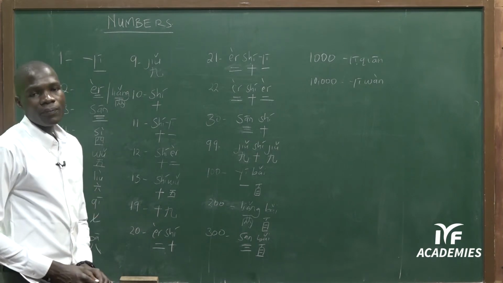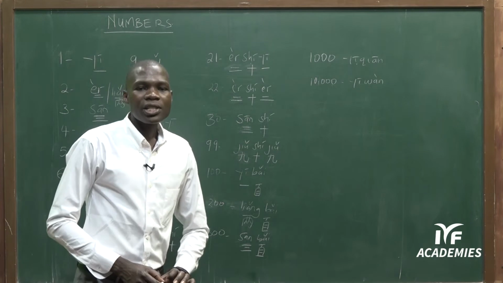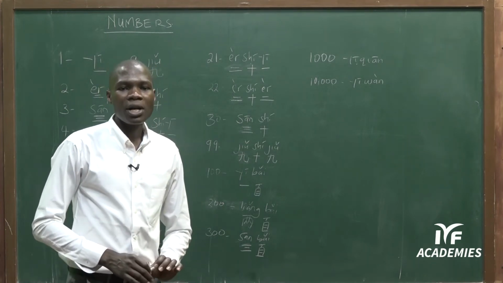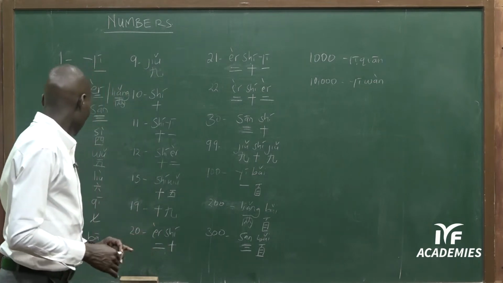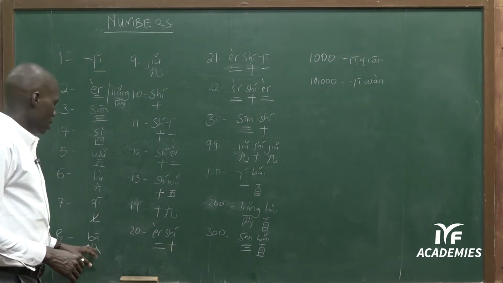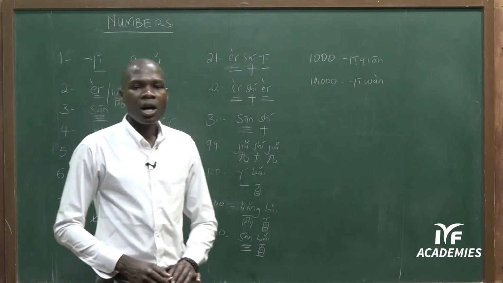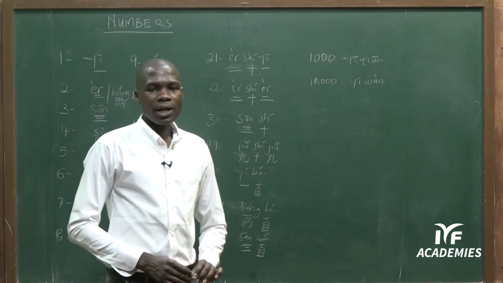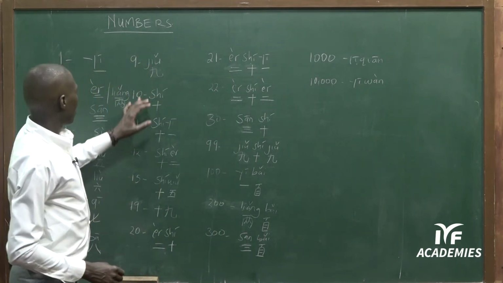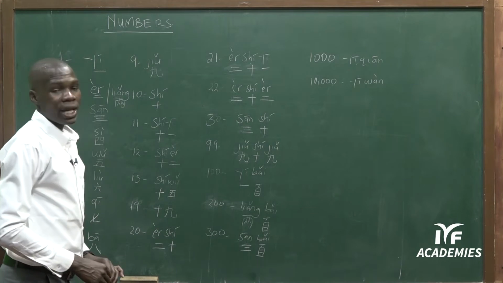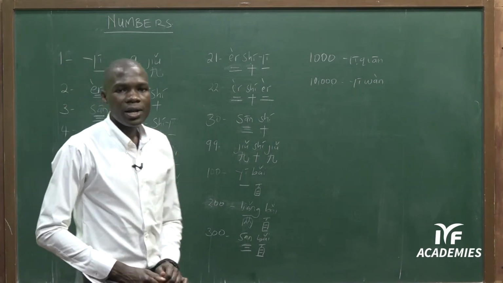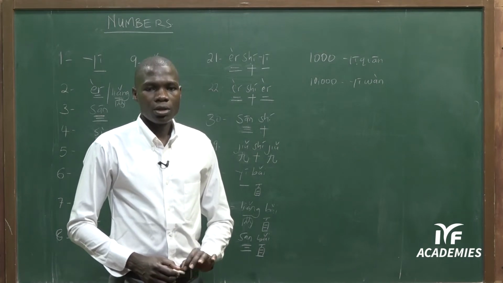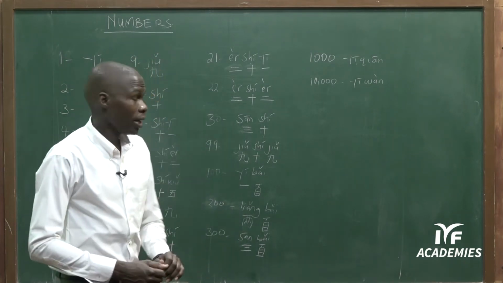Then we also have number 7, qi. So qi means number 7. Number 7, qi. Then number 8, ba. Ba means number 8. Then we have number 9, jiu. Jiu means number 9.